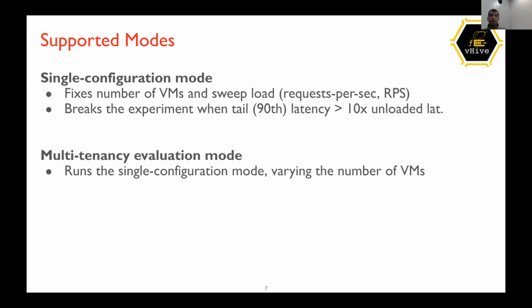The other mode is to figure out what happens if you change the number of VMs on a single host, and it's the same as in single configuration. So it means that you sweep the number of requests, but you sweep the number of VMs as well. So you start with, for example, 1 VM, then you go through all the RPSs, then 2 VMs, and so on and so forth. So that's how it works.